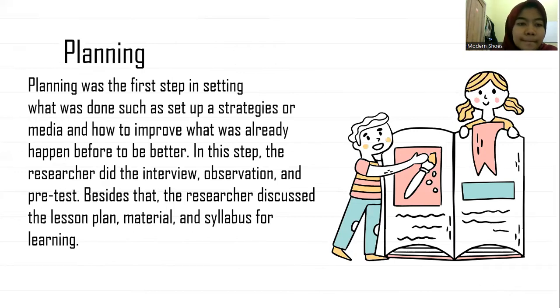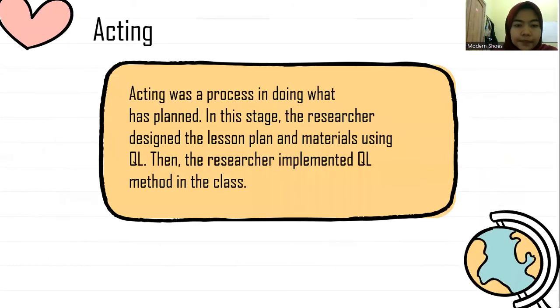Planning. Planning was the first step in setting what was done, such as setting up strategies or media and how to improve what had already happened before to be better. In this step, the researcher did the interview, observation, and pretest. Besides that, the researcher discussed the lesson plan, material, and syllabus for learning.